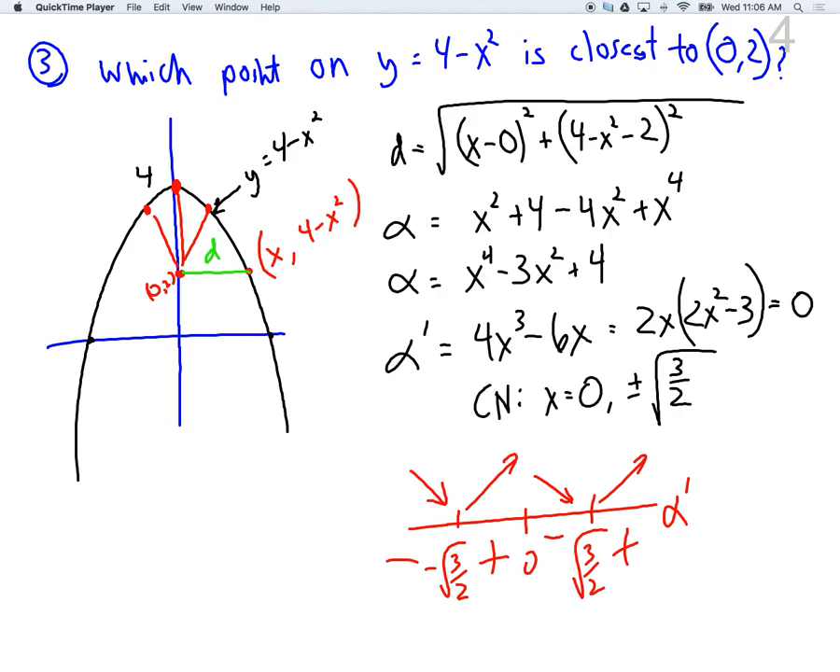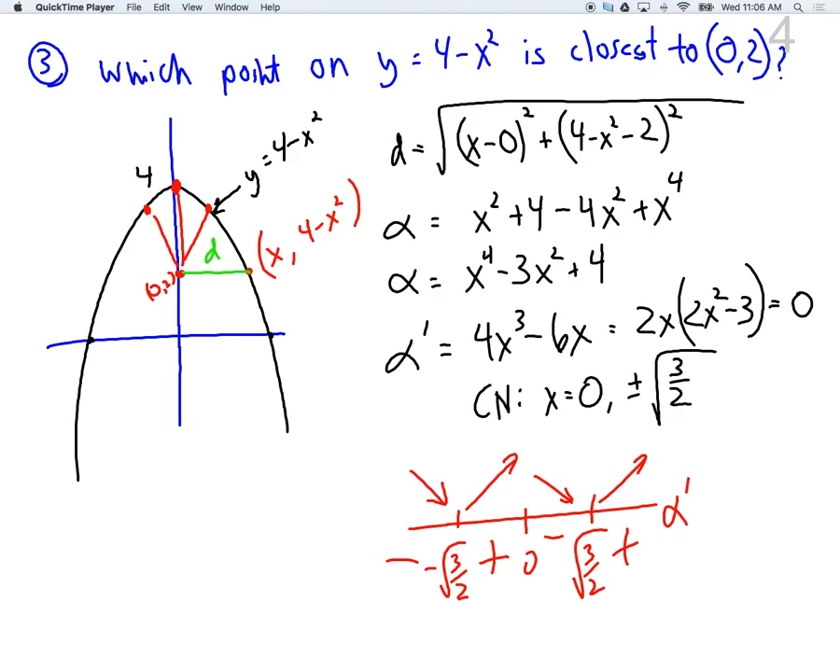Okay. Uh-oh. What just happened? Two minimums. Minima. Does that make sense? Well, yeah, it should, because that parabola is symmetric about the y-axis. So I actually have 2 spots where that occurs.